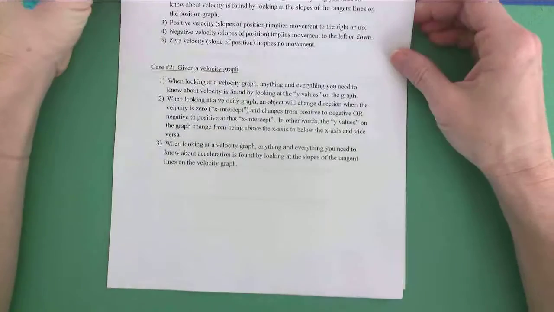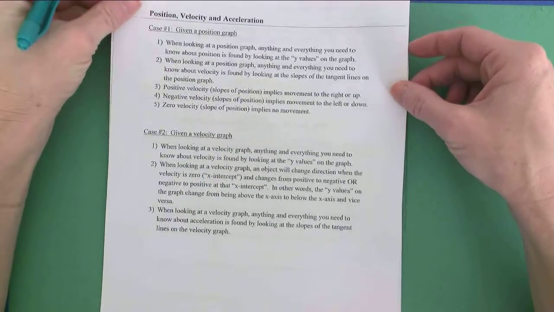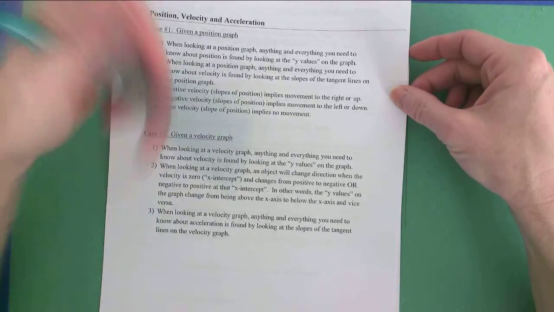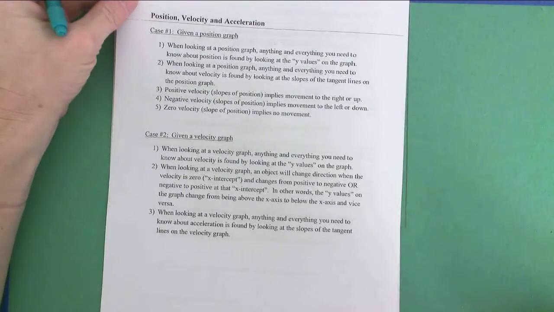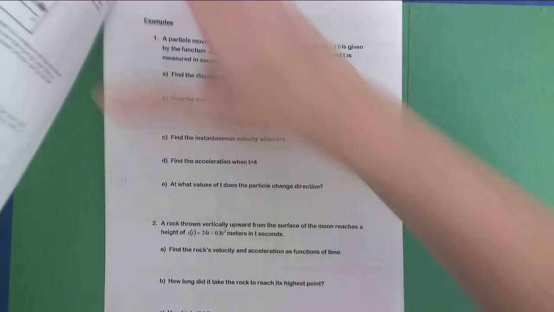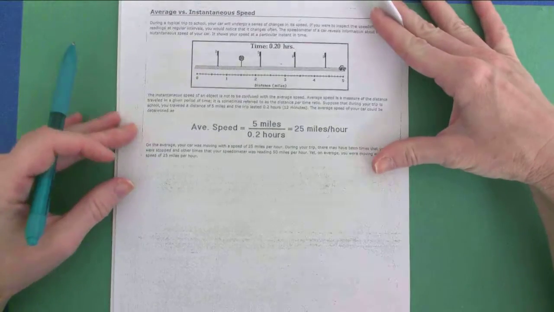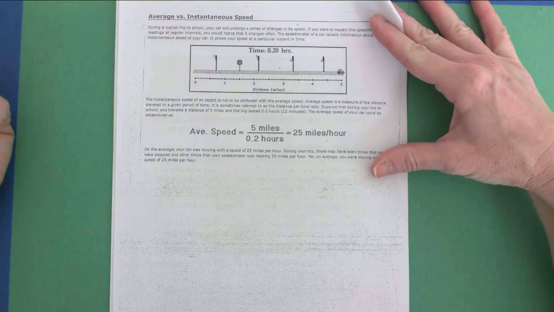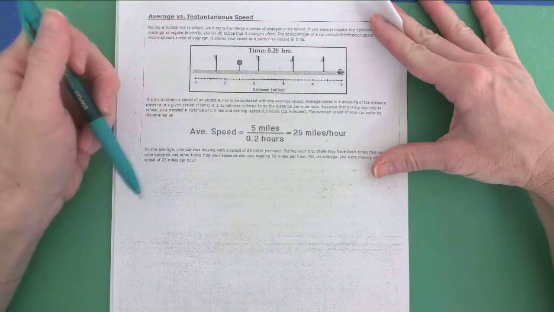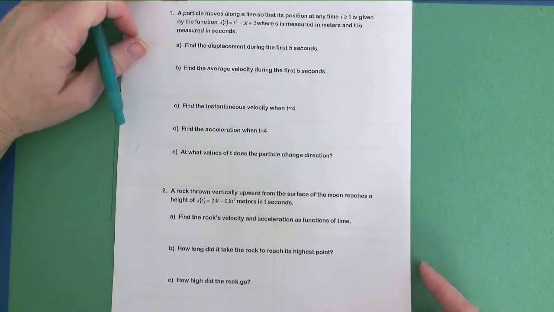The next page is just for you to read. I'd like you to take some time and read this position, velocity, acceleration information. I think it'll help to summarize what we're doing. Same with the next page. You can read that. It's just a little blurb on average versus instantaneous speed. So please read that as well. But we'll go on now to the examples. I have 2 examples here which will help you get through your homework tonight.